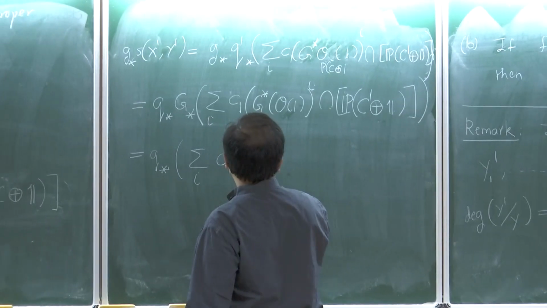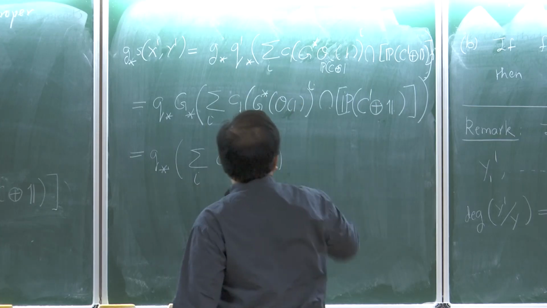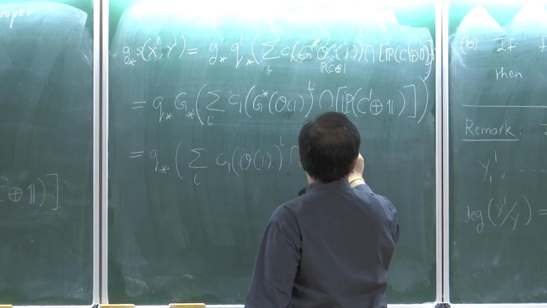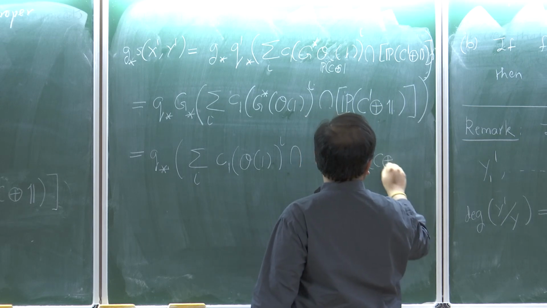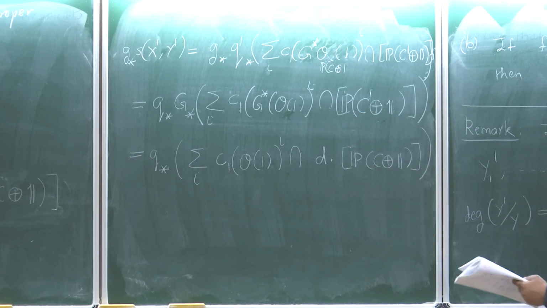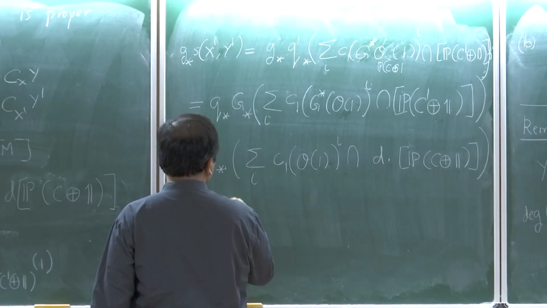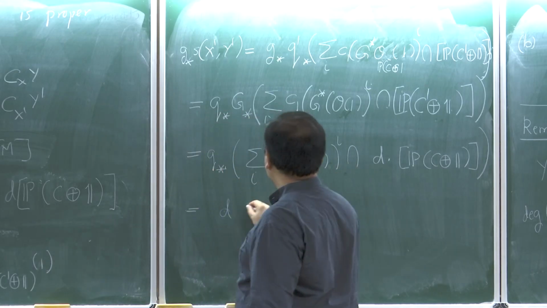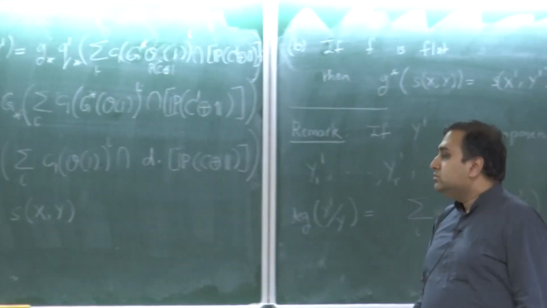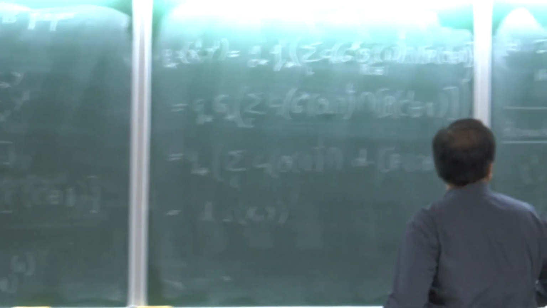So this is going to be O(1). I'm not writing O of what; I think it should be clear now from the context. Intersected with d times P of C plus 1. Okay, and then this is exactly the definition of, if I pull this d out, I get exactly the Segre class downstairs. So it's very, very mechanical.